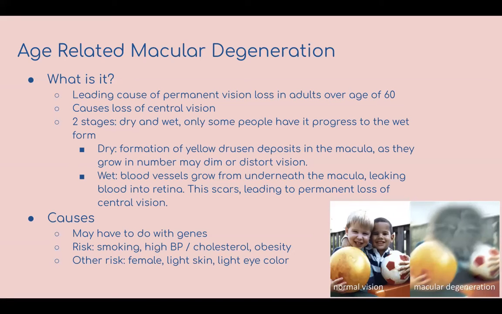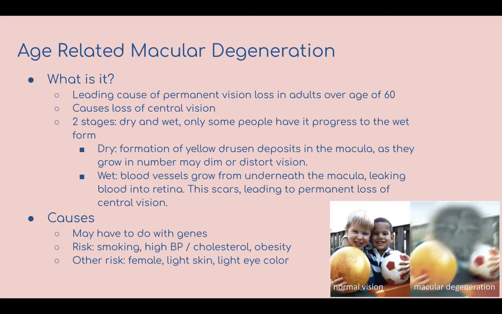In the dry stage, there will be some yellow Johnson deposits in the back of the eye, which is called the macula, and they begin multiplying and growing in numbers, and this may start causing some vision loss, dimming lights, and some distortion. As you can see in the image here, it causes blurriness and you can't really see the stuff around it very well either, as it becomes more distorted.